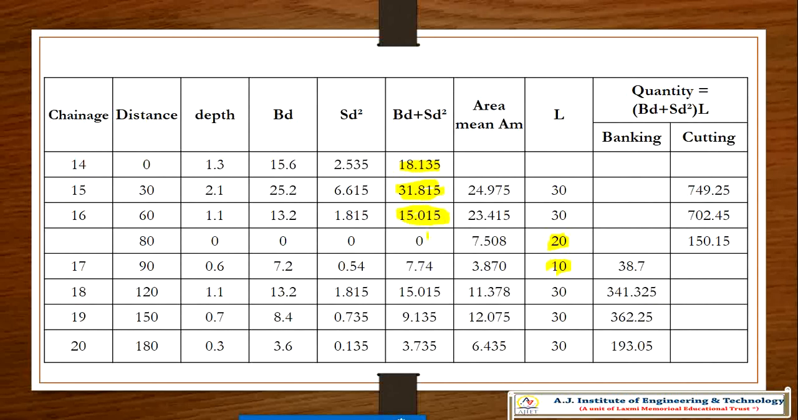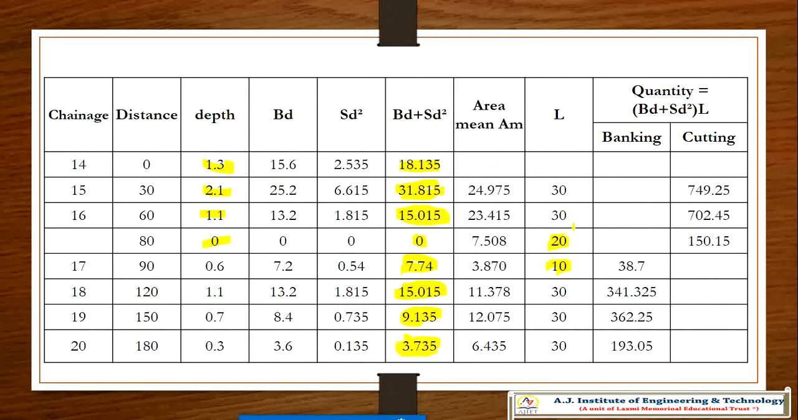Now, the mean area method. So what does the mean area method mean? It means area. Now we got the area, right? We are getting the area, not the volume. We got different areas for different depths. So for 1.3 depth we got this much area, for 2.1 depth we got the area 31, and for 1.1 depth we got this. At 0 depth we will not get the area, right? At the center we will not get the area.